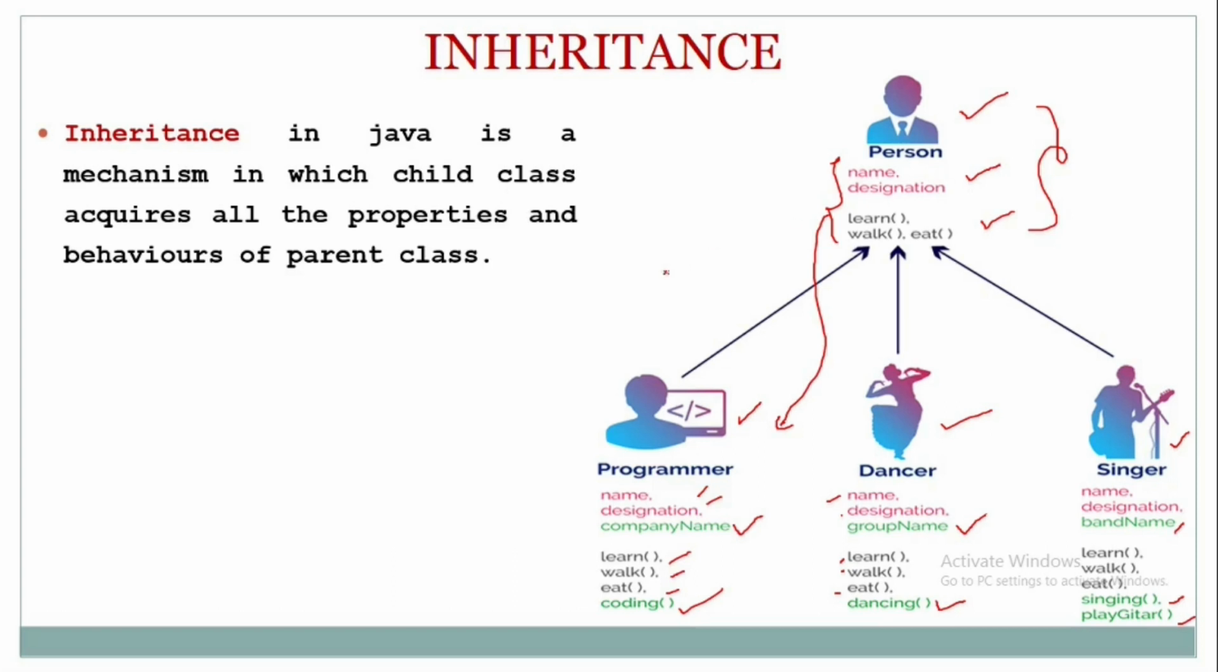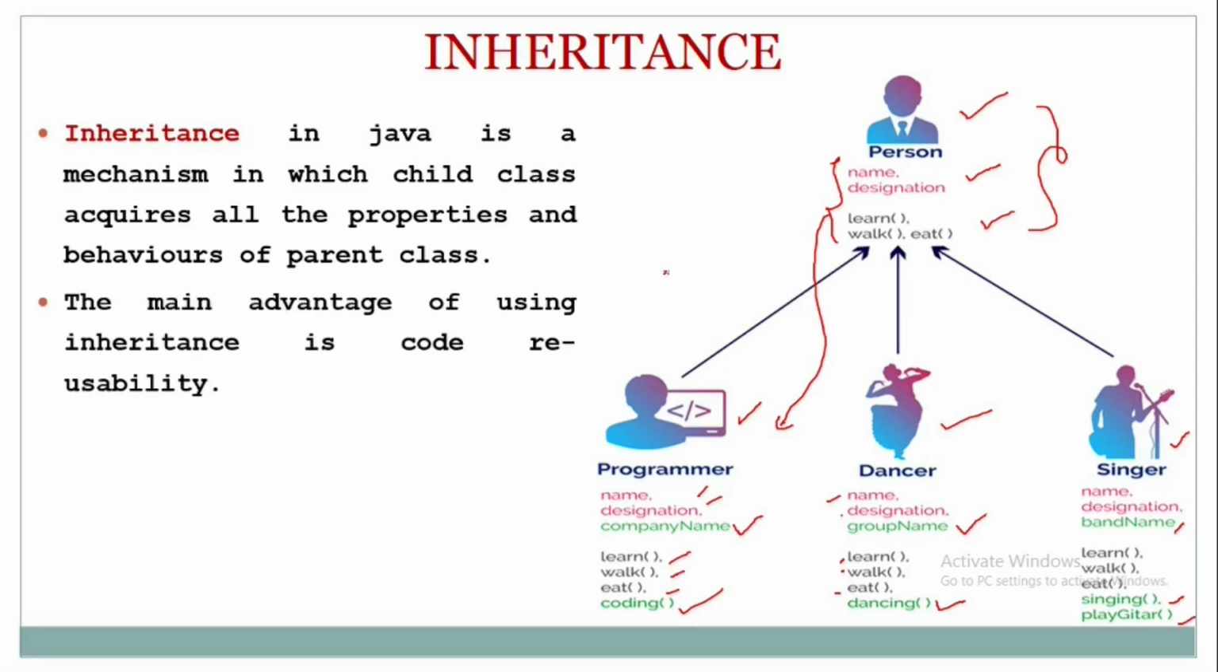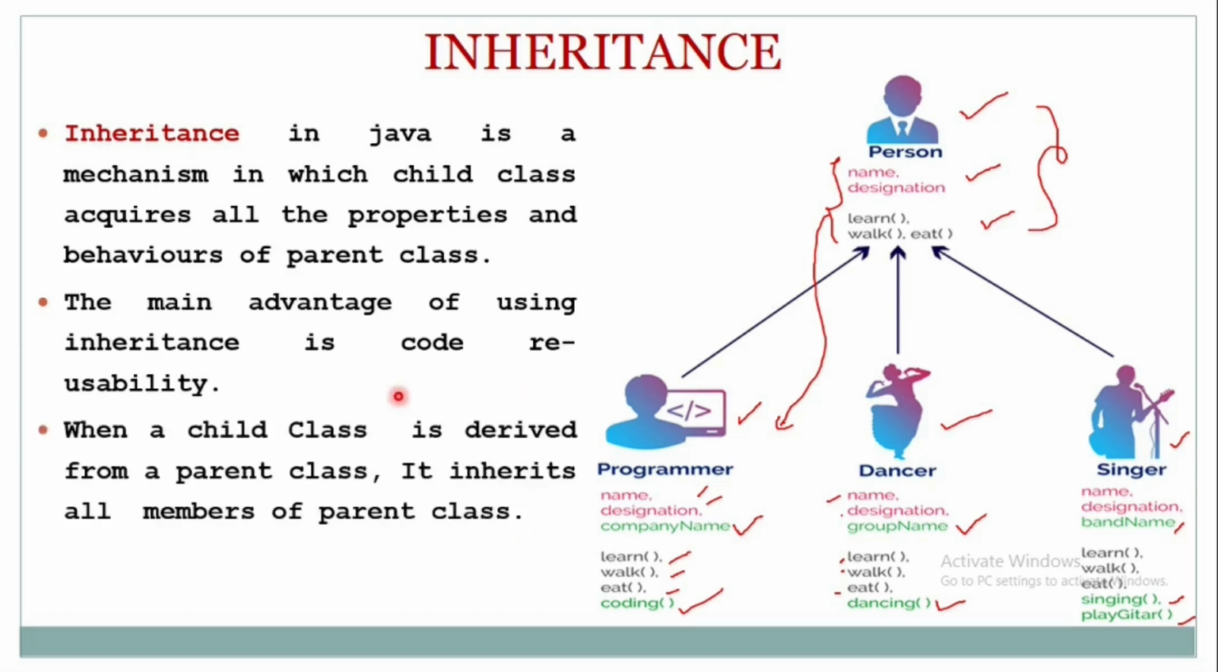Now, what is the main use of this inheritance? The main advantage of using inheritance is code reusability. I can reuse the code again and again. When a child class is derived from a parent class, it inherits all the members of the parent class.